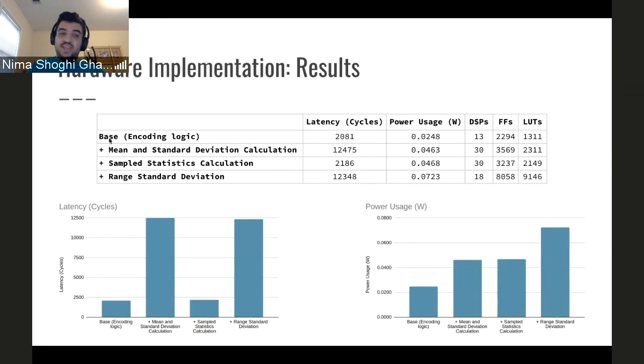The results here, essentially, to narrow things down, obviously the base is the simplest one. The base is when we don't even calculate the mean and standard deviation. We take those as inputs. If we start calculating the mean and standard deviation, that actually ends up increasing our estimated latency by a ton. Obviously that's reduced if we take the sample. For the range standard deviation, the main thing that I noticed is it decreases the number of DSPs that we use, but on the other hand, we use a lot of lookup tables and flip-flops.